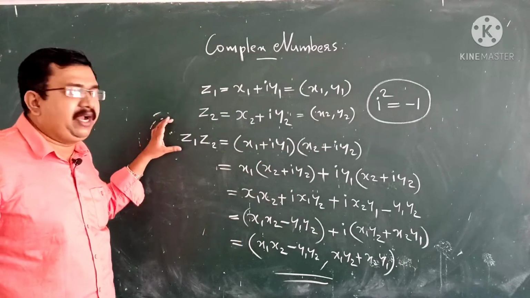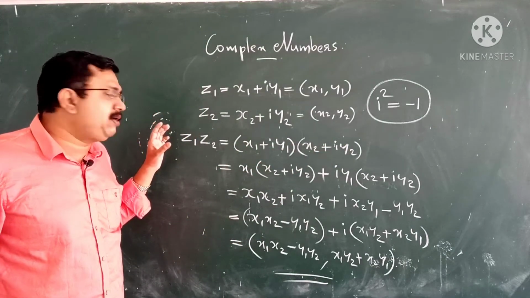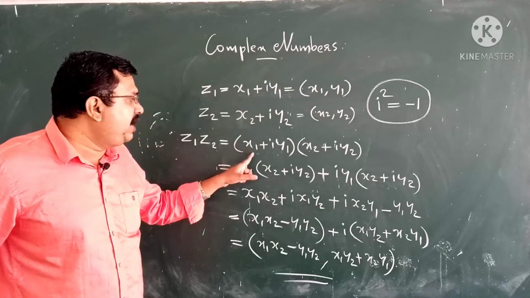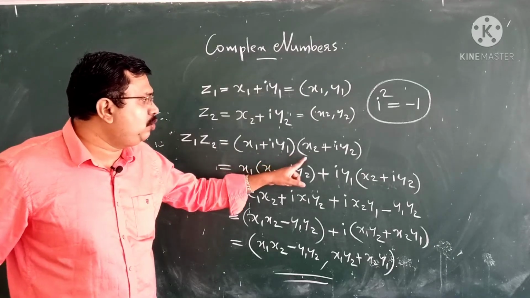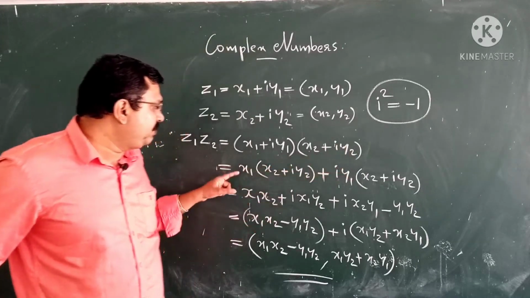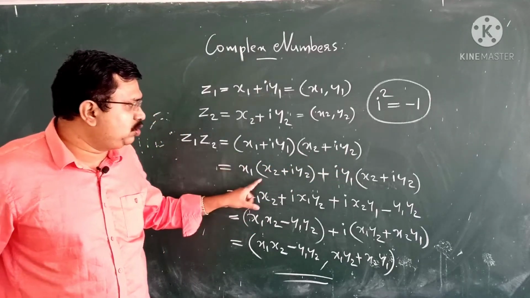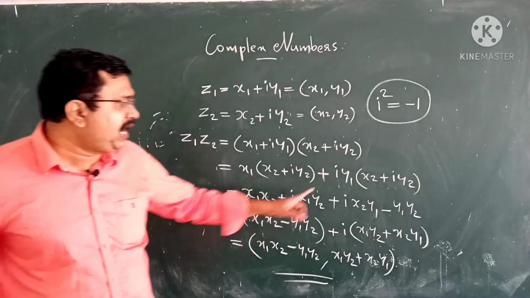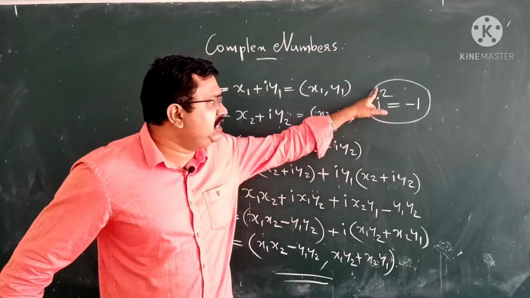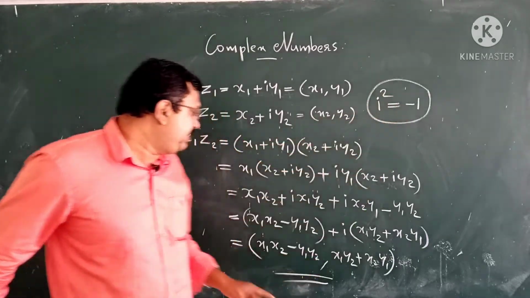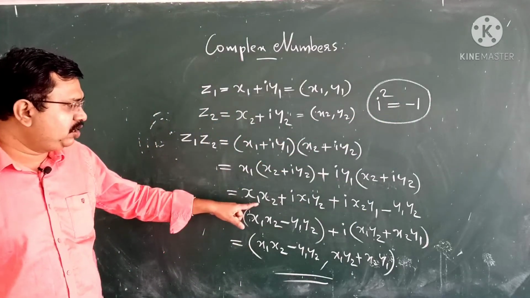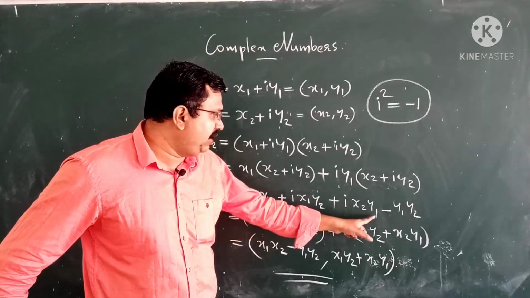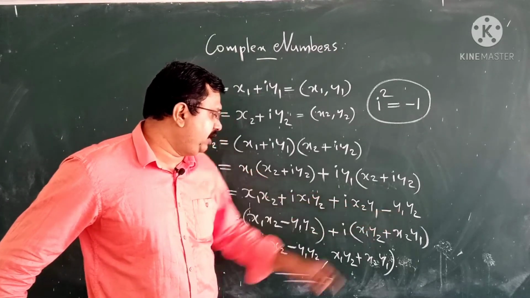Now we are going to find the product of two complex numbers, z1 into z2, which is equal to (x1 plus iy1) into (x2 plus iy2). First multiply with x1, then multiply with iy1. Remember that i into i, that is i square, is minus 1. Therefore, it will become x1 x2 plus i x1 y2 plus i x2 y1 minus y1 y2.